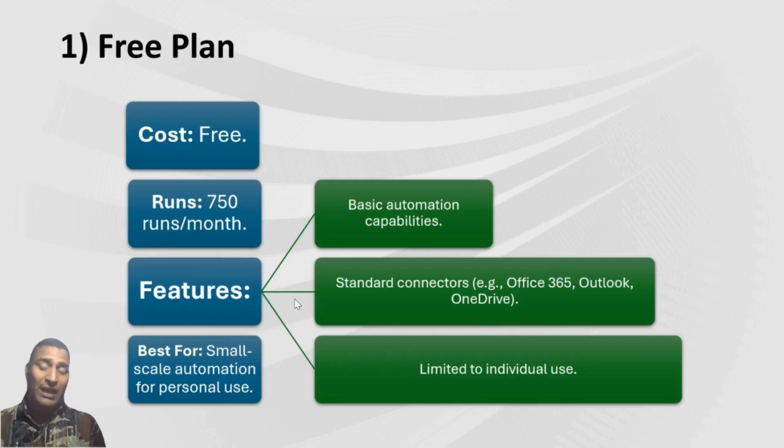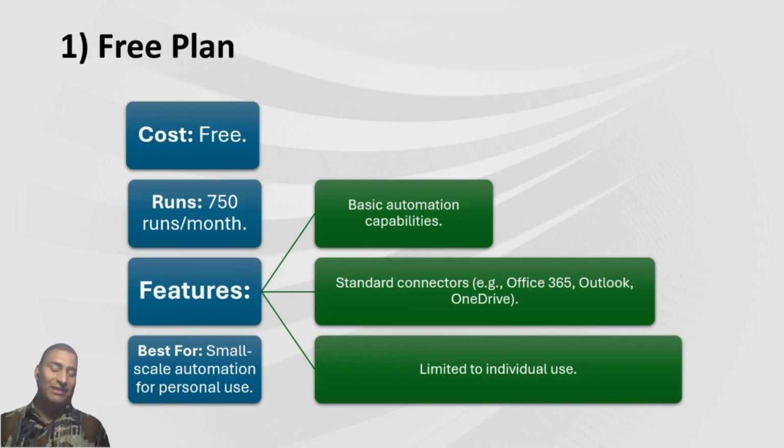Okay, it runs again in the month. If it is increasing more than 750, then you need to pay separately, and once it has been increased, the Power Automate flow will stop working. So this is one of the limitations in a free license.